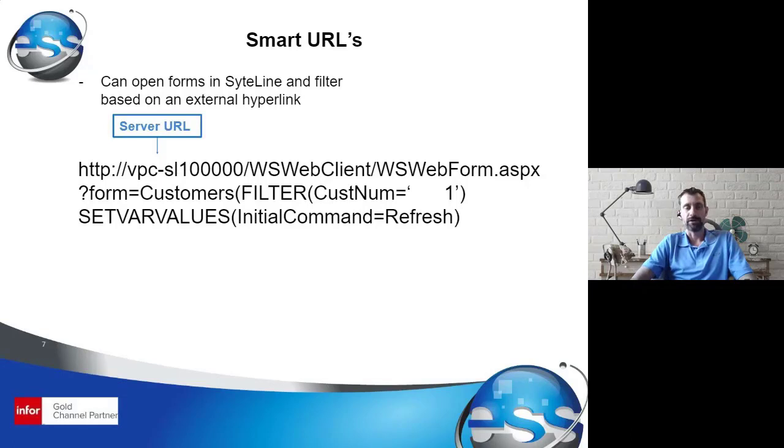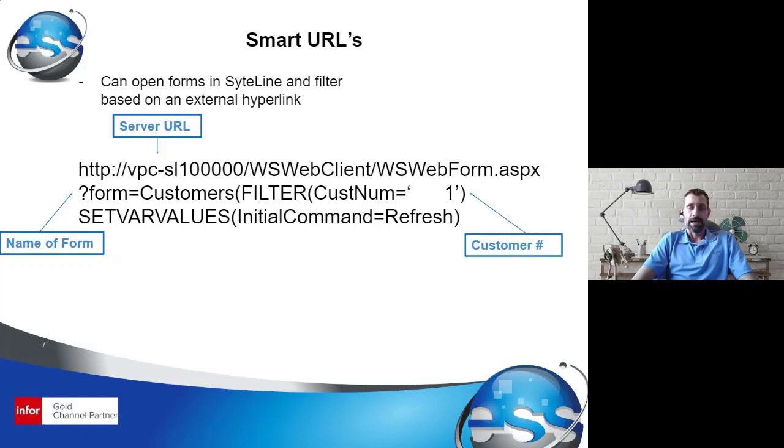We have the server URL, which is basically the host name of your CSI application server. We have the form name here. In this case, I'm launching the customer's form, but we can launch any form we like. And we have our filter parameter. This is how we're filtering on a specific IDO property, in this case, the customer number. And finally, we have a refresh command. This simply tells CSI to perform a refresh, so you wouldn't have to click on refresh yourself.